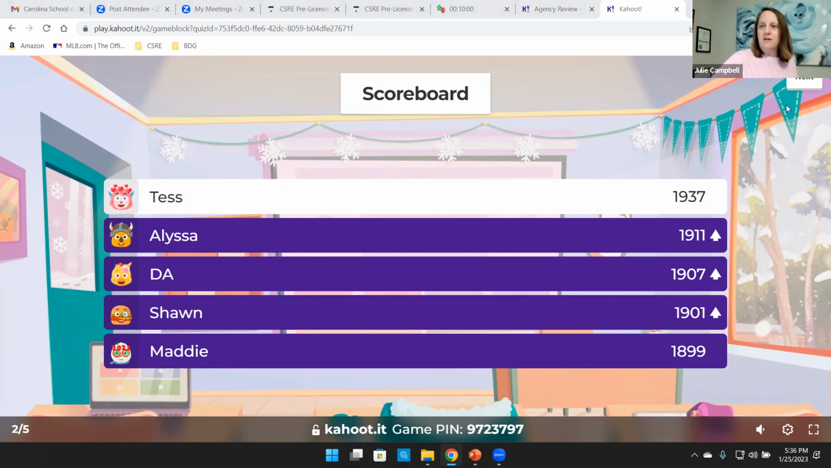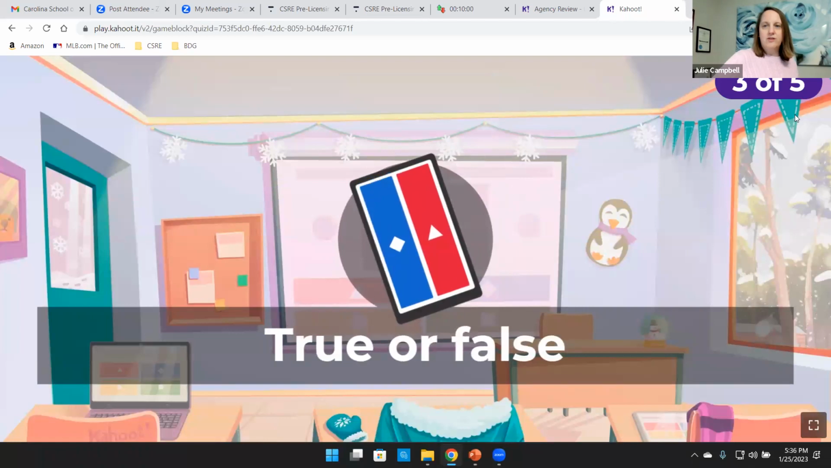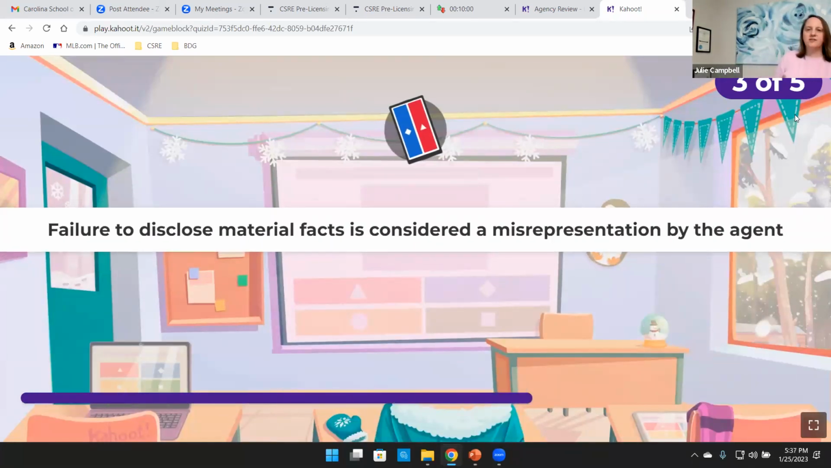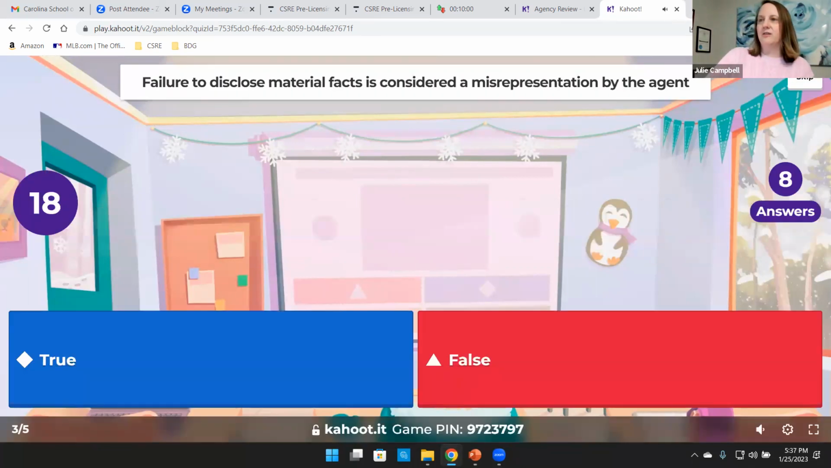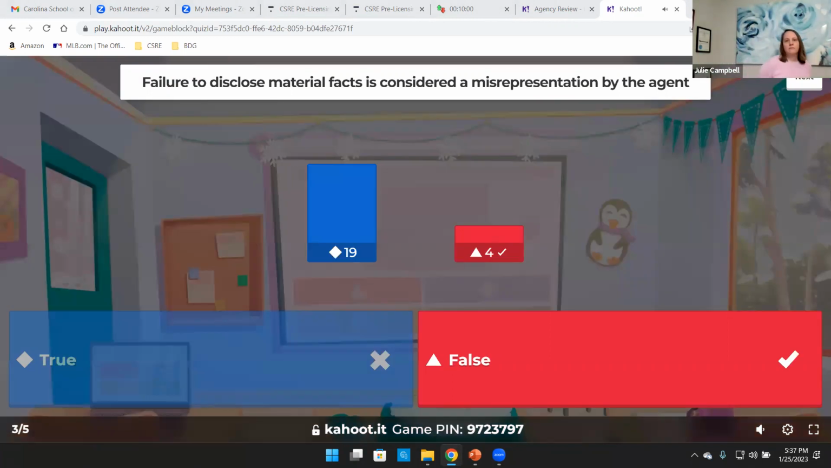Question number three, failure to disclose material facts is considered a misrepresentation by the agent. Failure to disclose means what? You kept your mouth shut. You omitted it. A misrepresentation, you opened your mouth and a big old lie fell out. So we got two choices how we mishandle material facts. You either lie about it or you keep your mouth shut. It's either a misrepresentation or an omission. This is some good Kahooting tonight. Questions on this one?